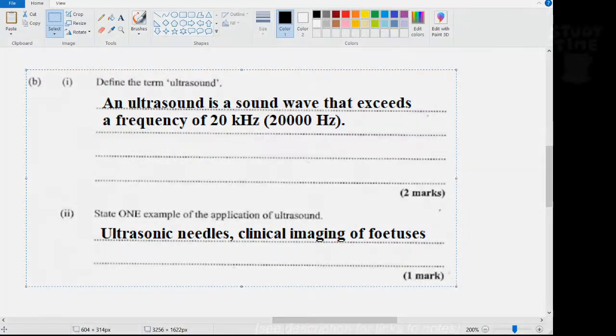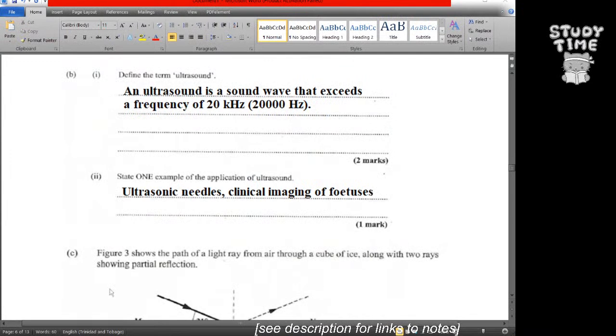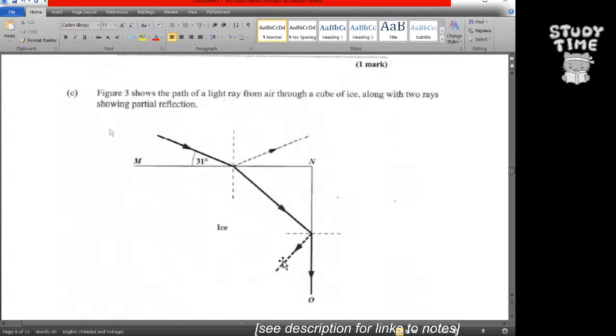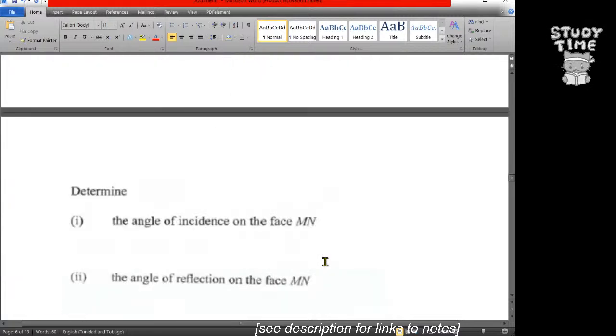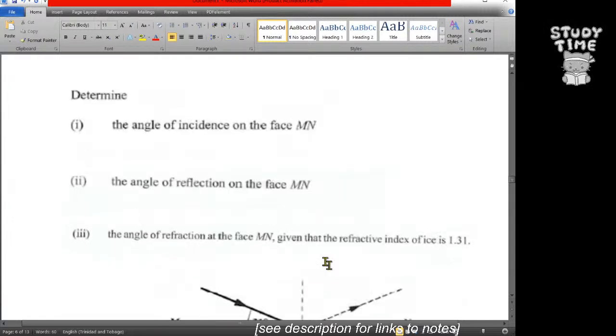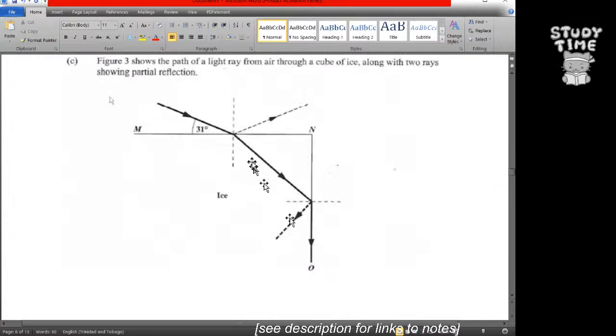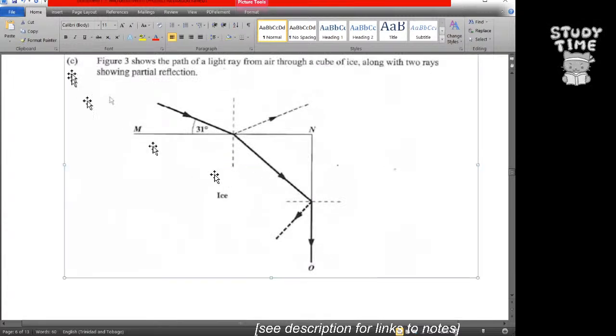Right. Let me look at the next one. Figure 3 shows the path of a light ray from air through a cube of ice along with 2 rays showing partial reflection. What kind of thing are they giving you here? This looks kind of scary. Determine the angle of incidence on the face MN and the angle of reflection, and then the angle of refraction. That's so bad, because if you get that first part wrong, you get the whole thing wrong. Alright, let me give it a whirl.